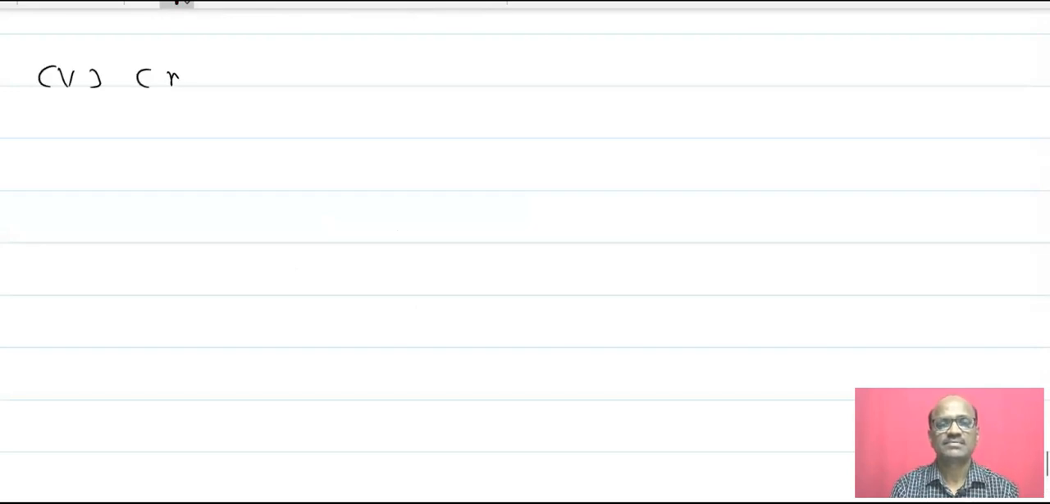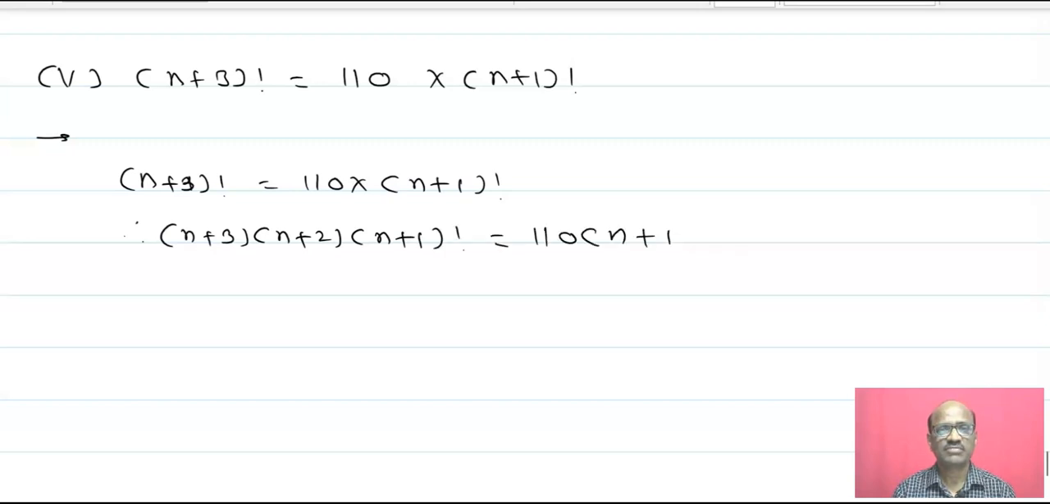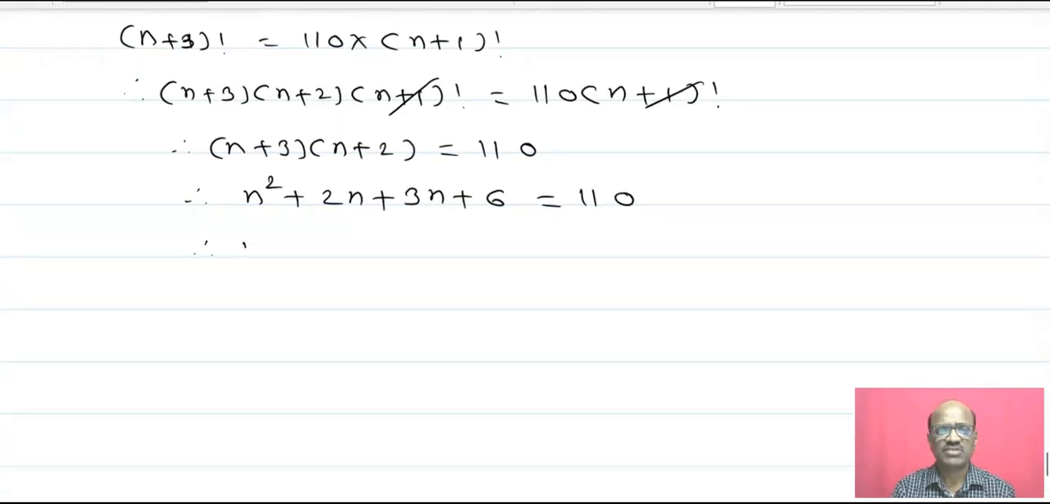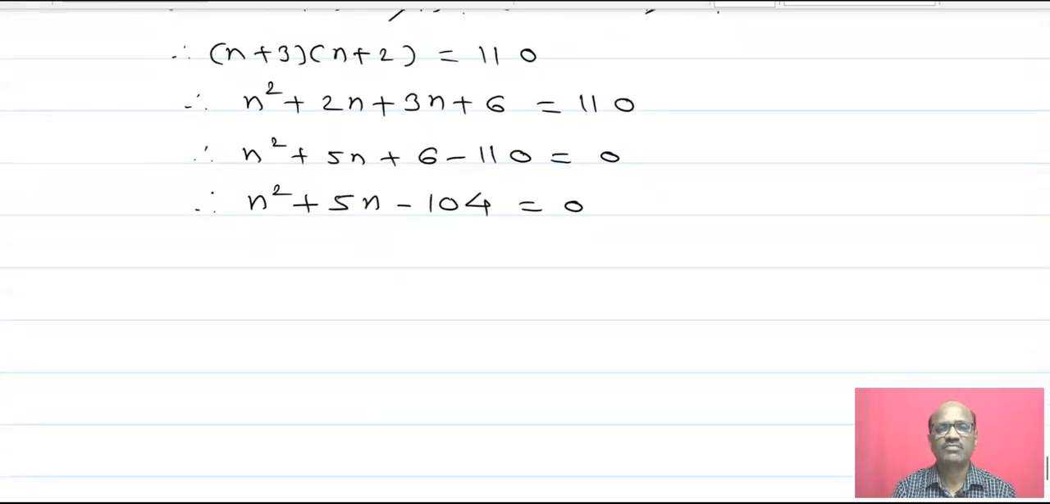Now next, n plus 3 factorial is equal to 110 into n plus 1 factorial. Now we will evaluate this. n plus 3 factorial can be written as n plus 3 into n plus 2 into n plus 1 factorial is equal to 110 into n plus 1 factorial. n plus 1 factorial on both sides gets cancelled. You will get n plus 3 into n plus 2 is equal to 110. And that's why you will get n square plus 2n plus 3n plus 6 is equal to 110. Therefore, n square plus 5n plus 6 minus 110 is equal to 0, and that's why n square plus 5n minus 104 is equal to 0.